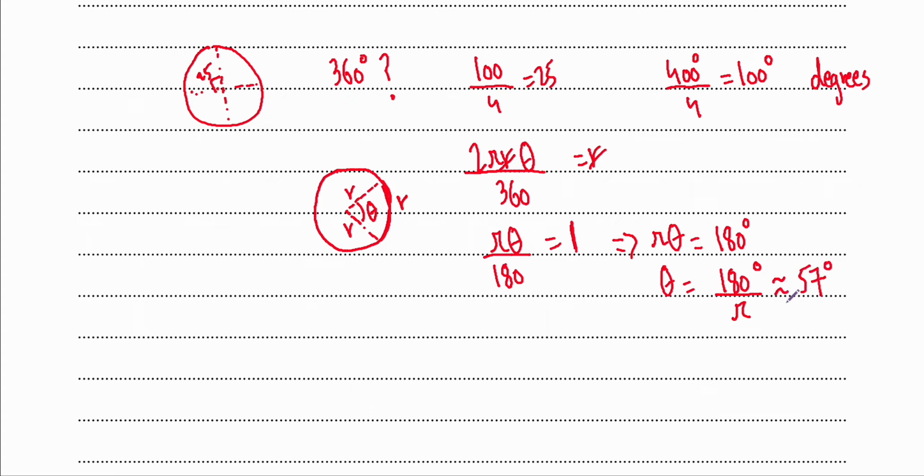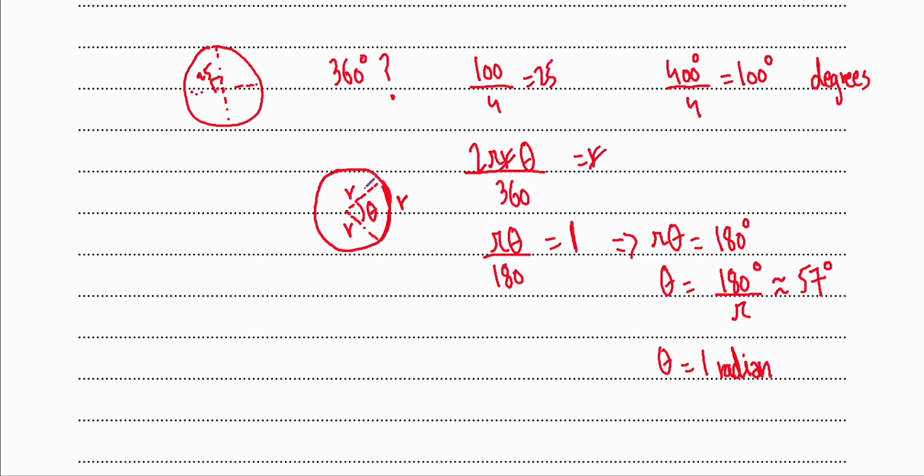But forget about 57 degrees. The more important thing is that this theta is equal to 1 radian. So now this is the new unit of measurement. A radian is the angle that you have when you get the radius r as the arc length of the sector that you're interested in.